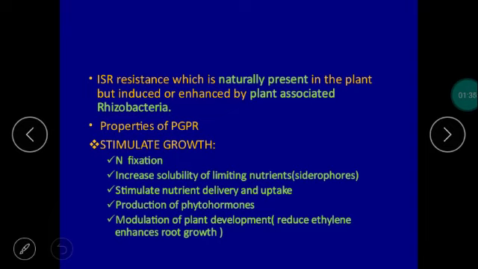What are the properties of PGPR? It is involved in nitrogen fixation and increases the solubility of limiting nutrients which are not available to the plant. It stimulates nutrient delivery and uptake. Production of phytohormones is involved in cell division and cell elongation. It also modulates plant development from simple tissue to complex tissue.